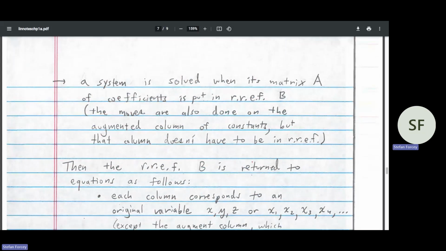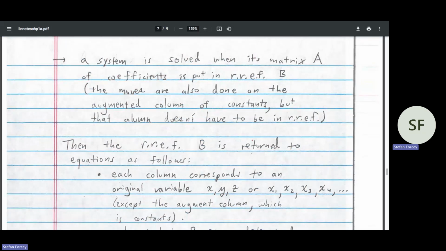Right, a system is solved when its matrix A of coefficients is put into the reduced row echelon form B. Notice that you also do all those same row moves on the augmented column of the constants, but that column doesn't have to be in reduced row echelon form exactly. You could, but the only reason to do that would be to simplify the final answer. Well, the only time that would occur is if there are zero answers anyway. So we'll get to that. I'll say how to interpret all these.